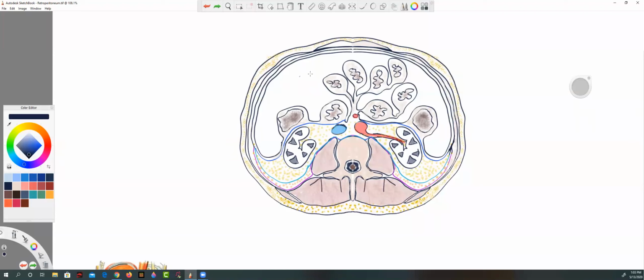In general, we're looking at the peritoneal space and retroperitoneum. Everything that's yellow, all these yellow dots, are different layers of fat. Back here, we have some muscle, a spine. I think you guys recognize kidneys.